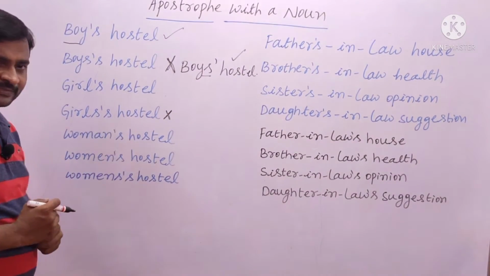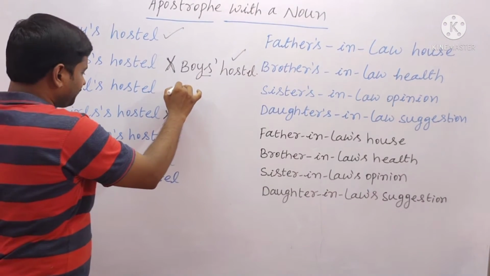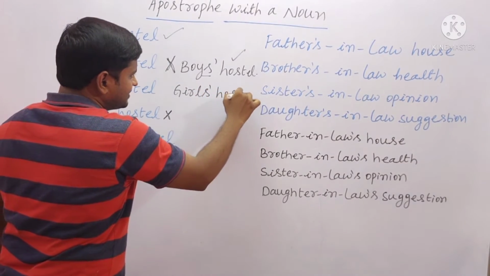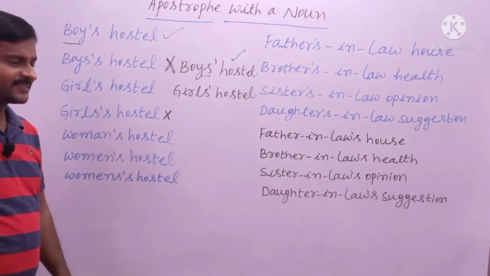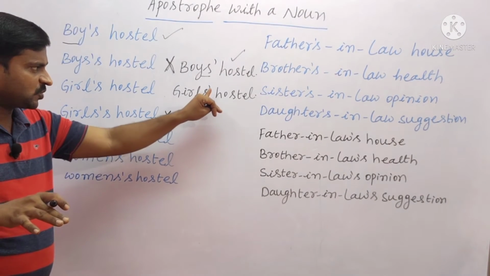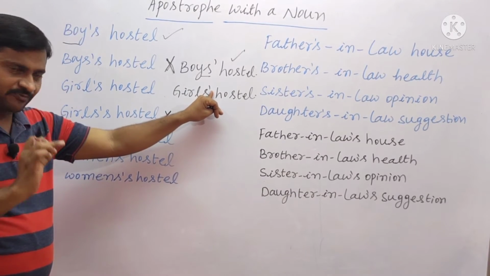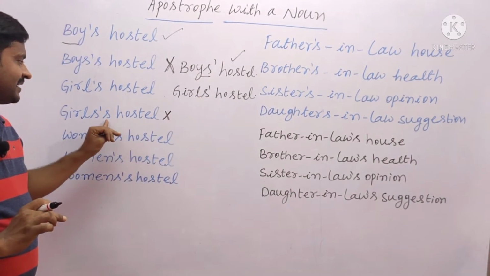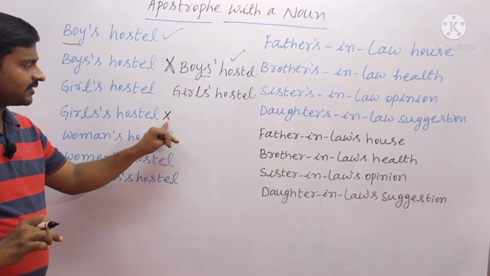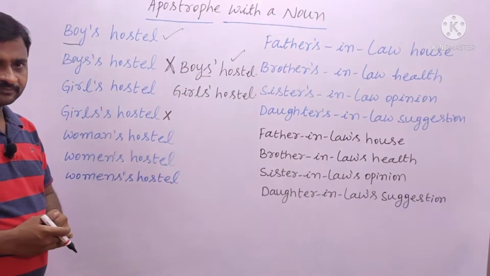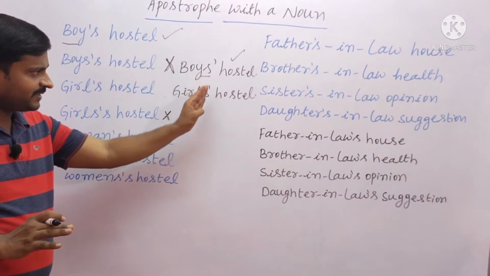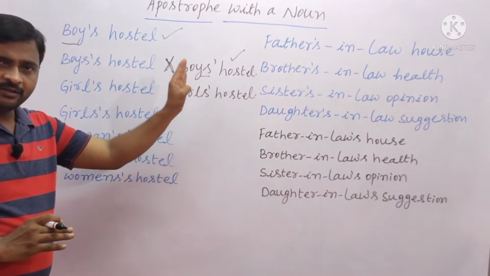How do you say the same thing correctly? Girls' hostel. As you see, girls is a plural noun, so after that you put the apostrophe. Girls, apostrophe. No need to mention S after the apostrophe. If you mention S, it is wrong usage. Both will be the same: boys' hostel, girls' hostel. The usage is the same.